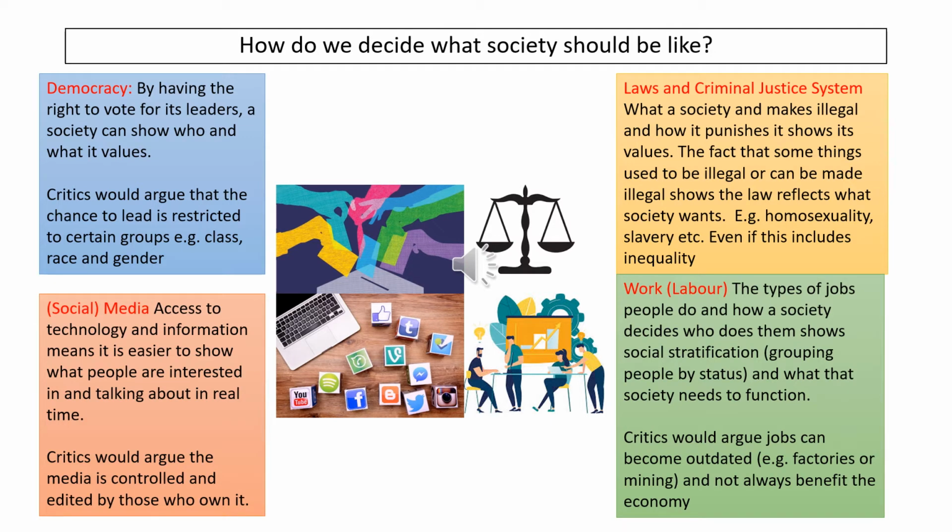We then applied these ideas to how we decide what society should be like. So we talked about democracy in our country versus other countries such as China, where they don't have democracy in the same way, what our laws and criminal justice system show us, and how making things illegal or making them legal again can show a change in values.